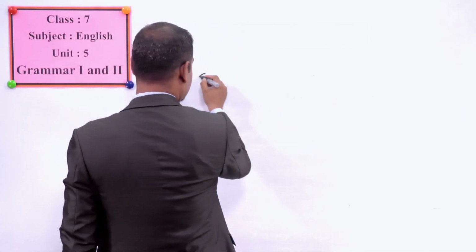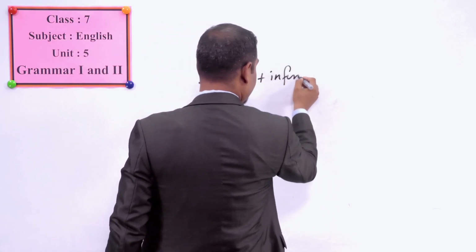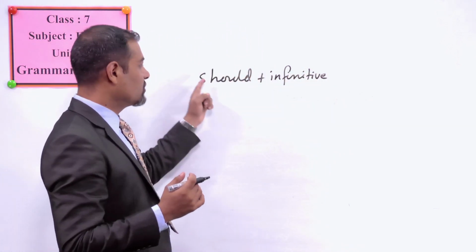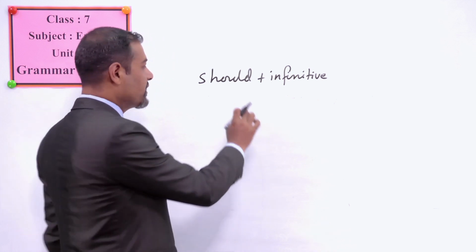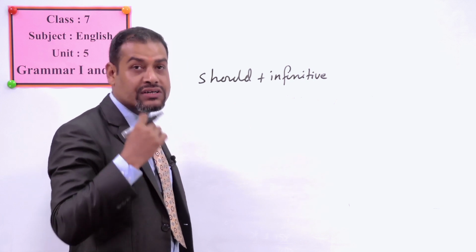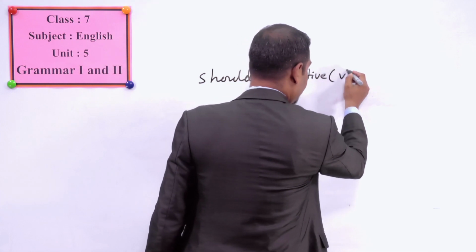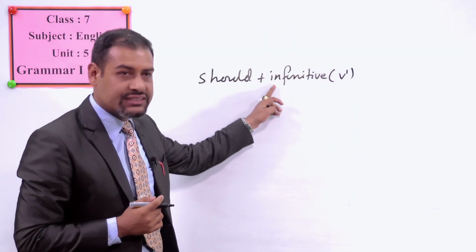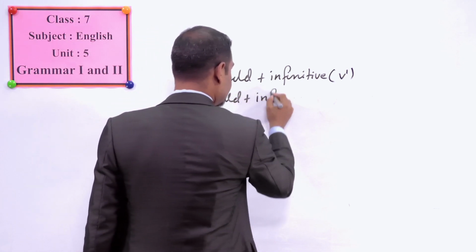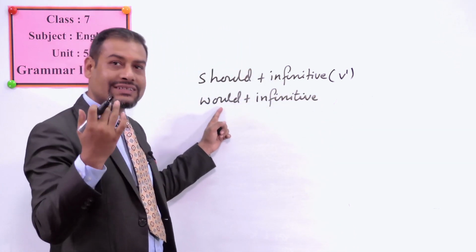It can be should plus infinitive. Of course, there should be a subject. Subject plus should. We need a subject for all, that's why I am writing only should. Plus infinitive. What do you mean by infinitive? I have already used this term many times. So what does it mean? Yes, it means verb 1. So you have to practice saying infinitive. Another can be would plus again infinitive. Would plus infinitive.